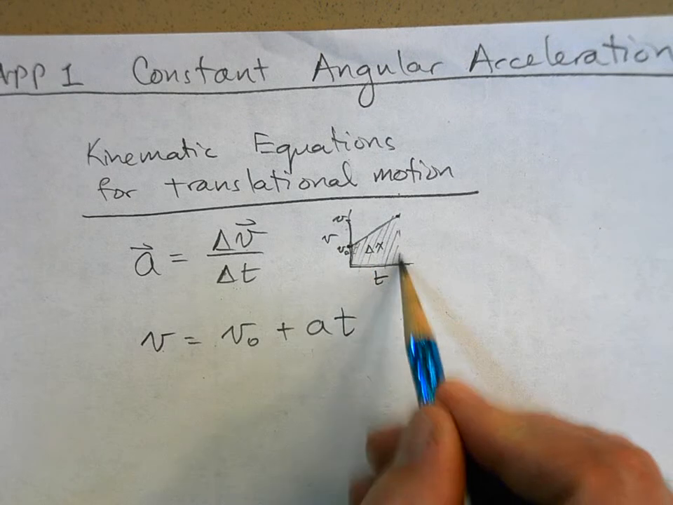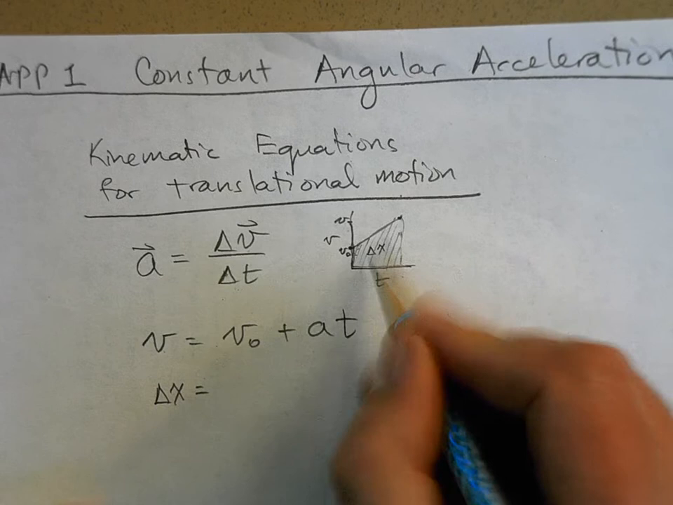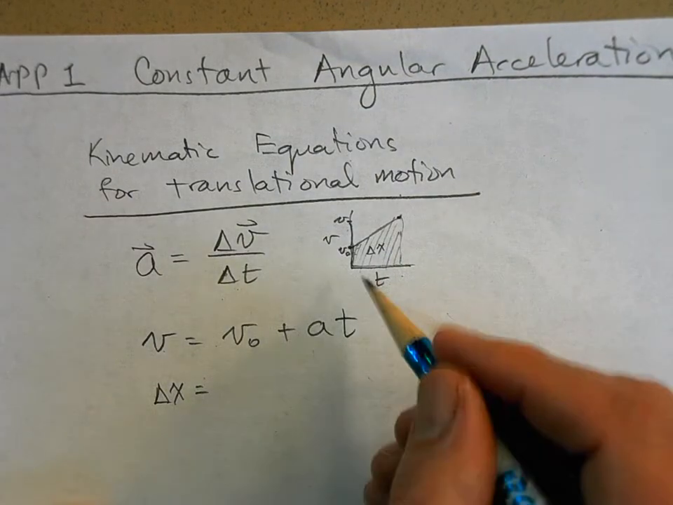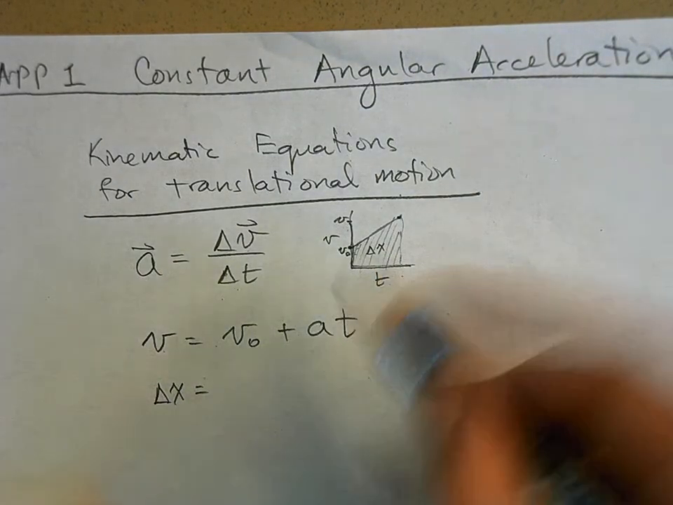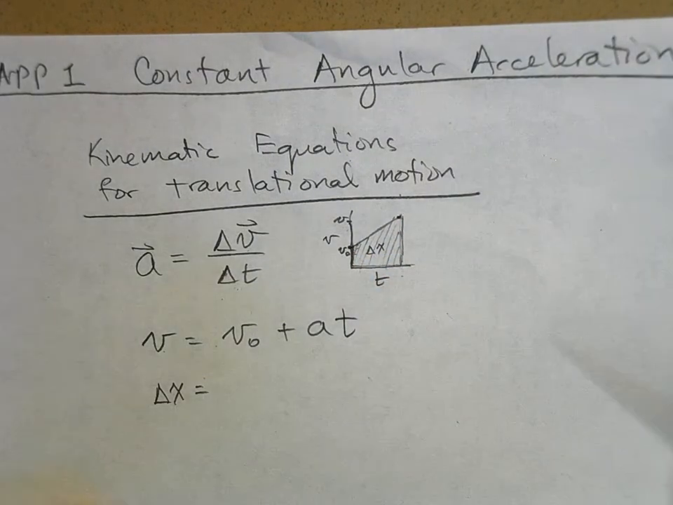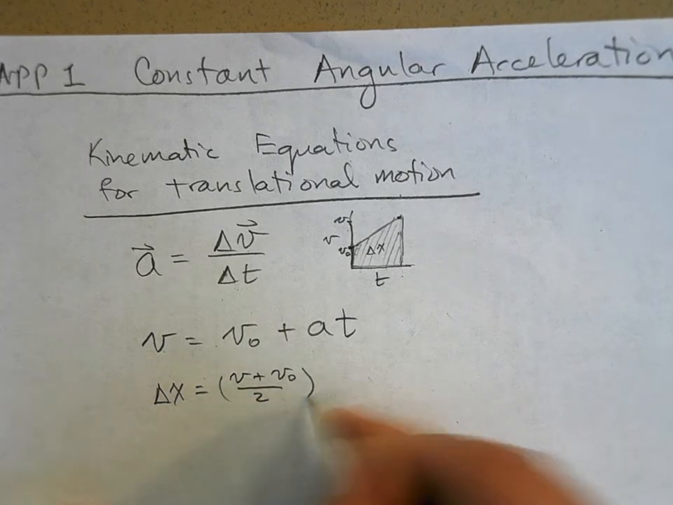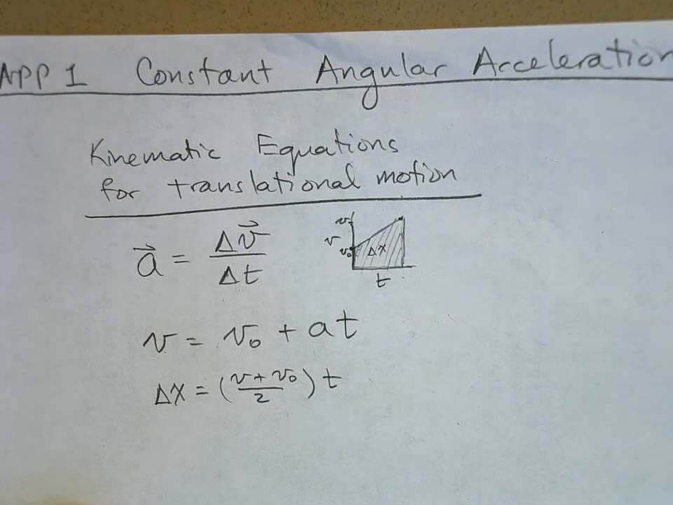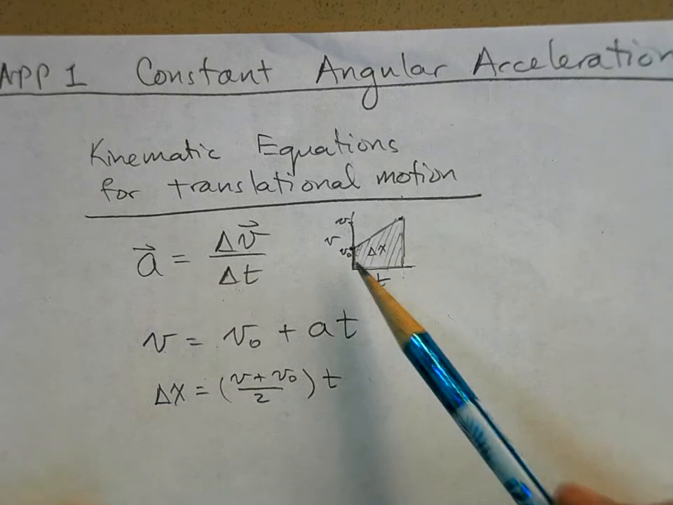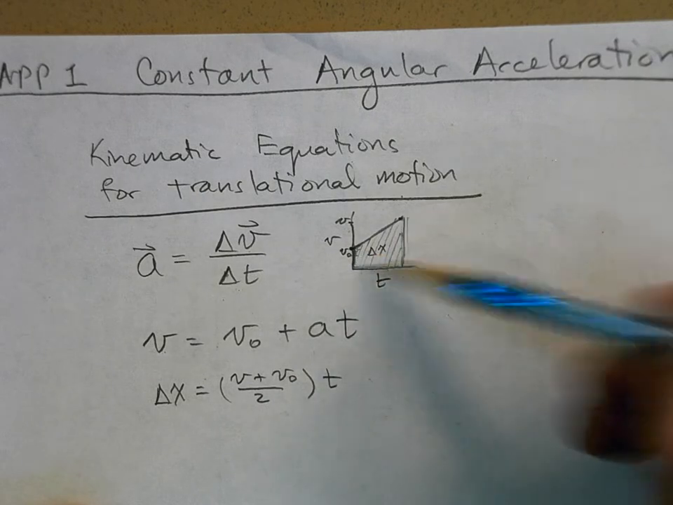Well, this is a trapezoid, and the trapezoid basically said delta x, which is the area underneath here, the displacement, is equal to the average base times the height. In this case, the base is the initial velocity plus the final velocity divided by 2, our average base. And then we multiplied that times time. And this was our second kinematic equation. The only reason that this works is because this is a straight line right here, which makes this whole thing a trapezoid.